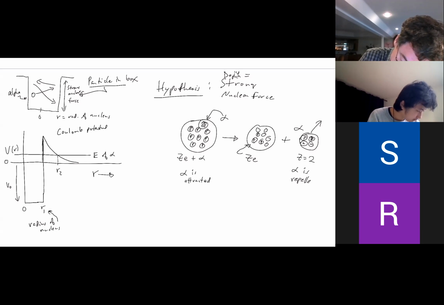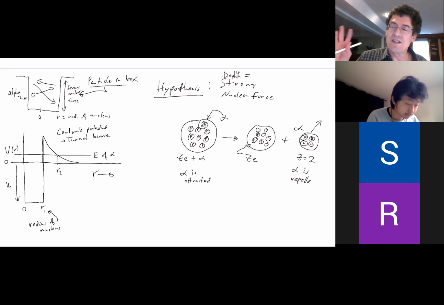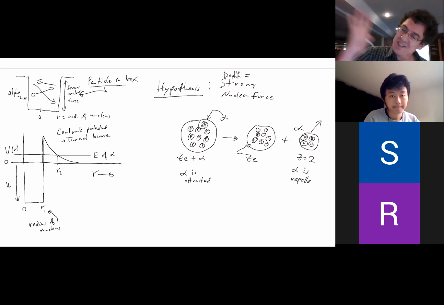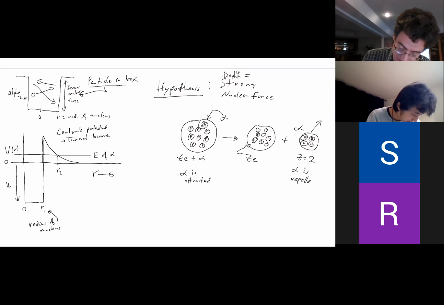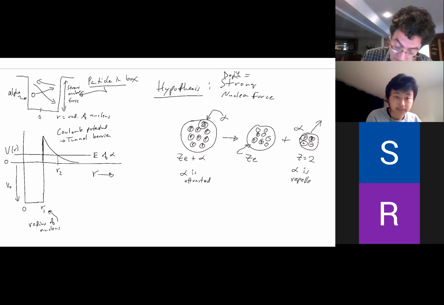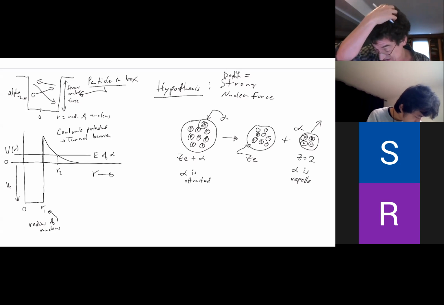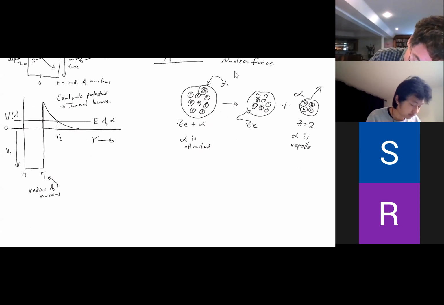But that creates a tunnel barrier. So it's kind of funny. It's like the Coulomb potential, which is really actually repulsive, in this case is sort of keeping the particle inside. You see that? So the particle at this energy is bouncing around inside, and it hits that Coulomb potential, and it stays inside.